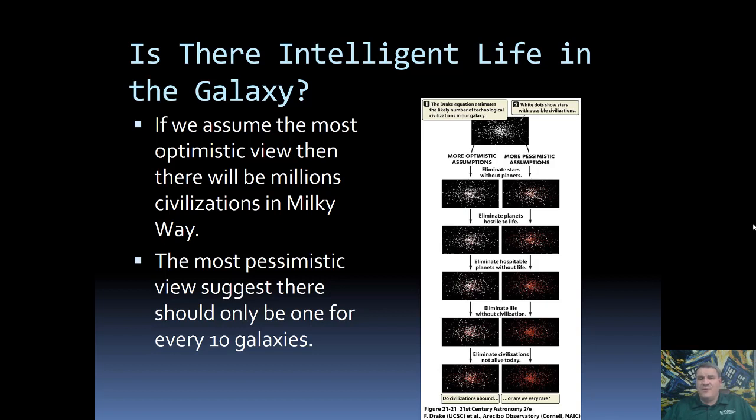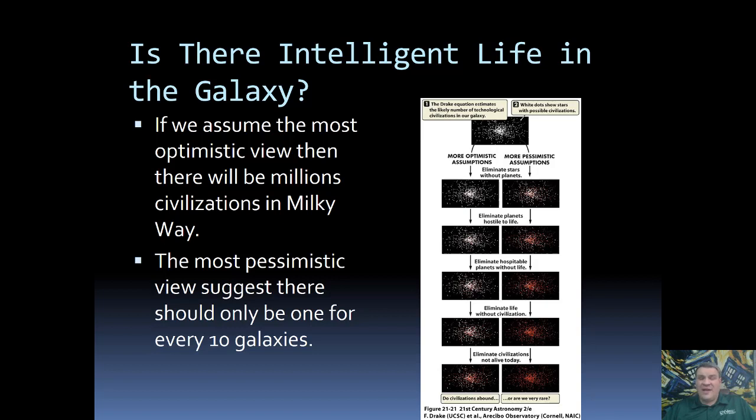That's the optimistic view. If we take the most pessimistic view, which is where we take the smallest number at every step, then this suggests that there's only 1 for every 10 galaxies. So what this would mean is not only are we the only intelligent communicating civilization in the Milky Way, we are actually the only intelligent communicating civilization in the entire local group of galaxies. In other words, it is just us. There is no one else.